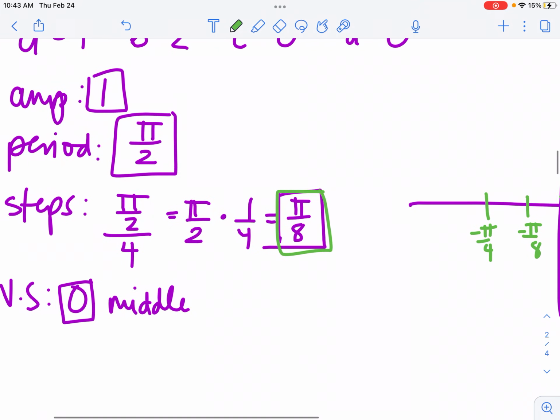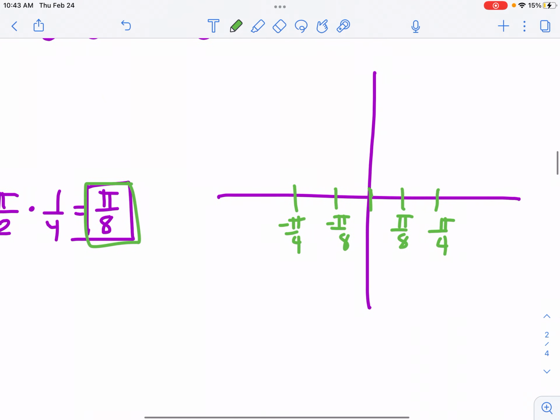Now we need our midline. Our midline is 0, so we're good here. And then our amplitude is 1, so 1 and negative 1. Okay. Notice the distance here, right? It should always be equal. All right, so that's the main setup.